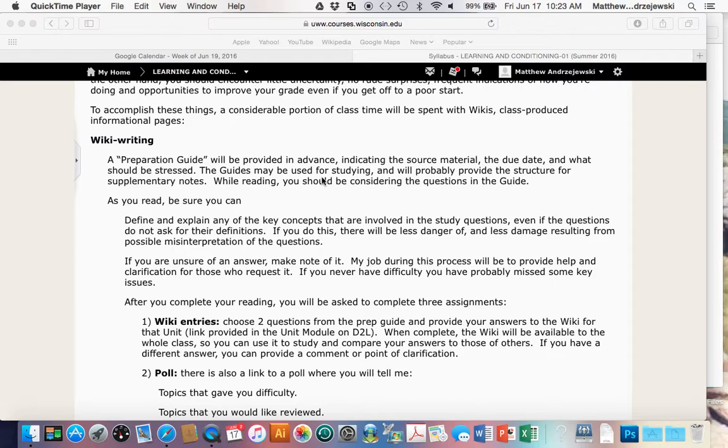So to start, in each unit you're going to look through a preparation guide. A preparation guide will be given to you in advance, and it includes the source material and the due date and what should be stressed. This is to be used for studying and for identifying the key points in a particular chapter. So as you read the chapter, you should consider the questions in the preparation guide, and you should start taking notes answering those questions.